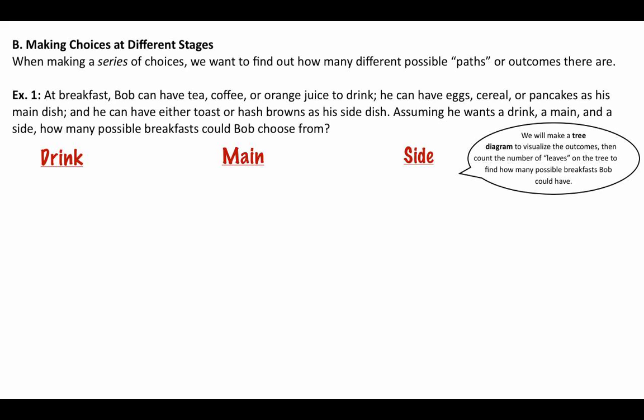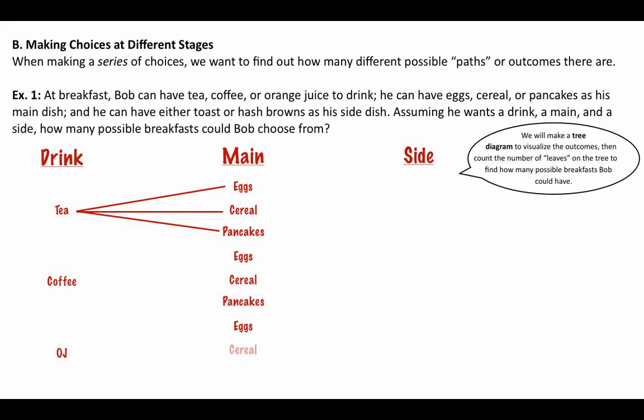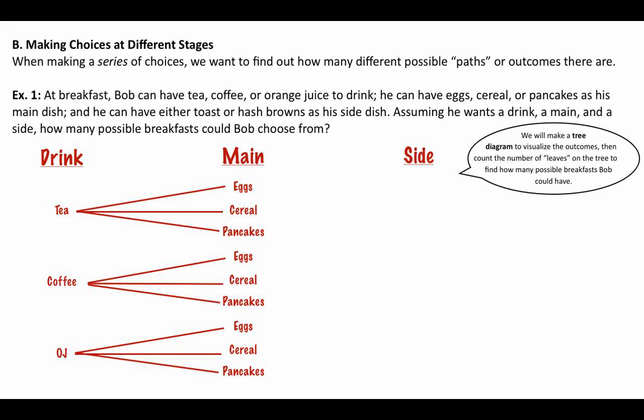So when we go to the drink, we say, okay, Bob, you've got 3 choices. You can either have tea, coffee, or orange juice. Let's pretend he chooses tea. So he's got 3 choices in stage 1. From tea, he still has his mains that he can decide on. He can have eggs, cereal, or pancakes. And so from the tea choice, he's got 3 paths: eggs, cereal, and pancakes. Now he has those same 3 paths from the coffee choice and from the orange juice choice.